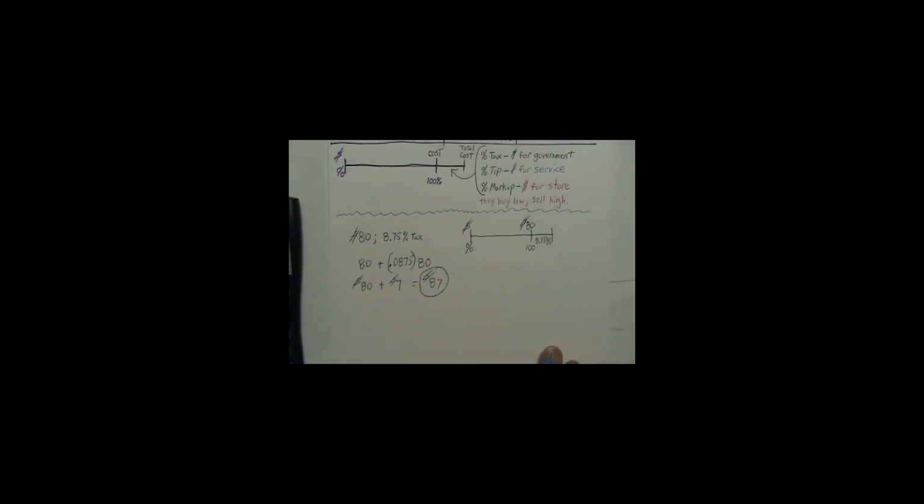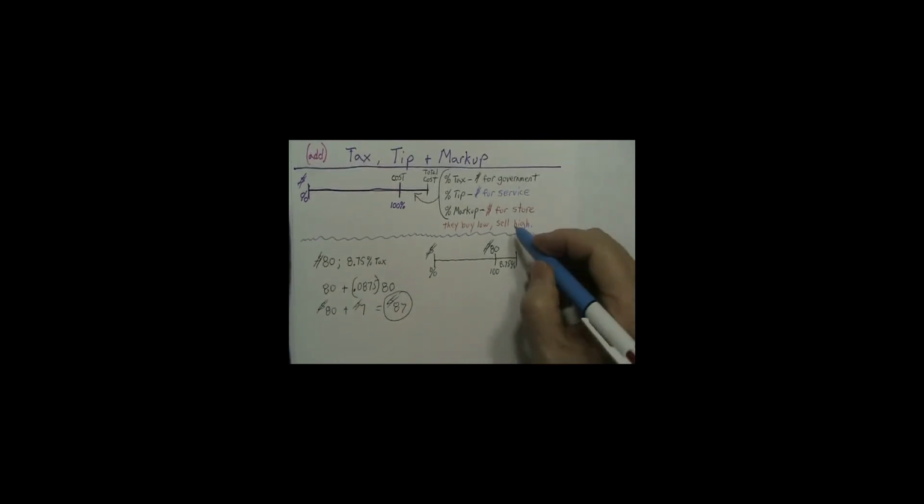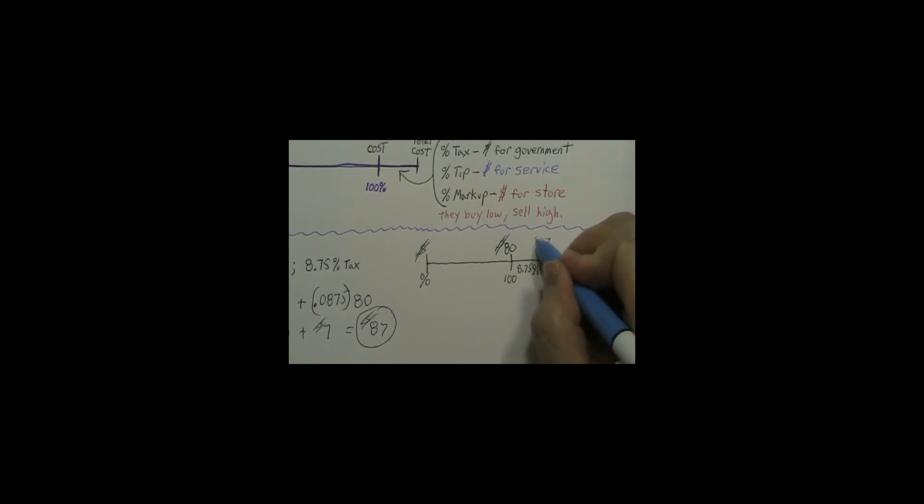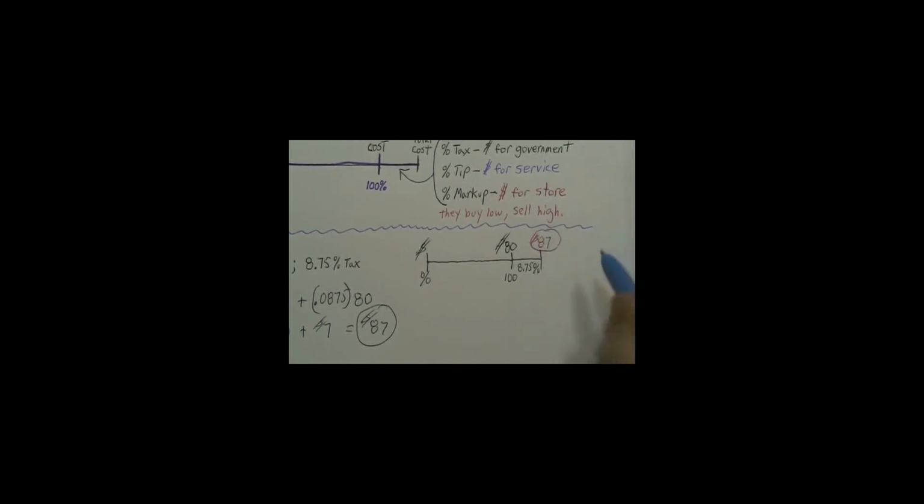So basically in our model, that's what this is right here. This right here is $87. Now you don't have to make a model when we do these problems in the future. It's just so you have an illustration, a little picture in your mind. That's what it's going to cost, the total cost.